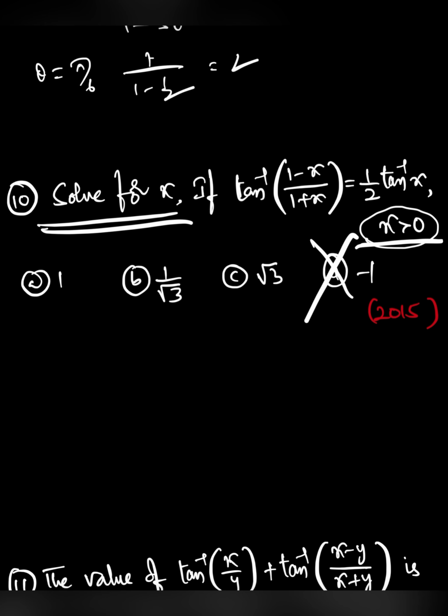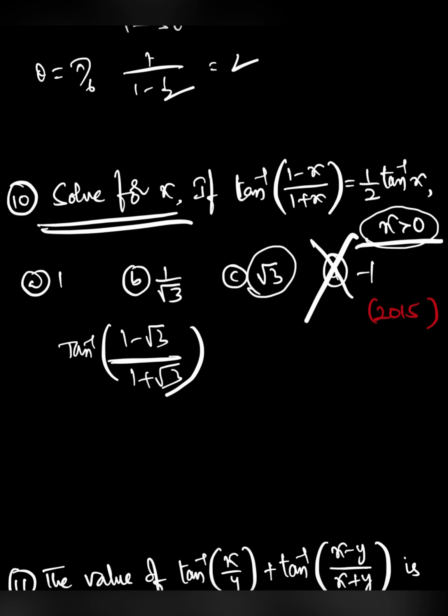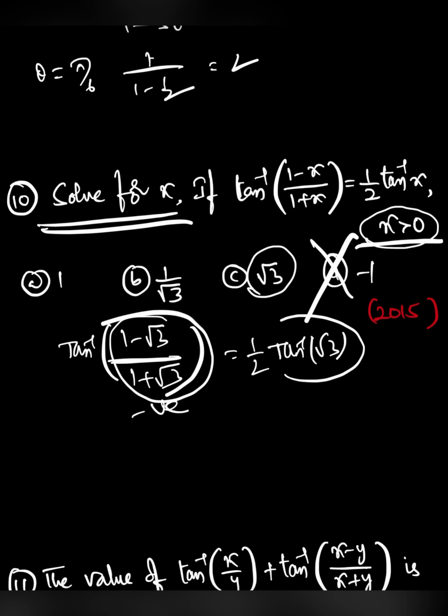If you substitute root 3 in this option, what I'll get is tan inverse of 1 minus root 3, a negative quantity, by 1 plus root 3. So negative upon positive. Root 3 is 1.732, so 1 minus root 3 is a negative quantity, right? So tan inverse of a negative is negative. But the right hand side, 1 by 2 tan inverse of root 3, is positive. So this is wrong, right?